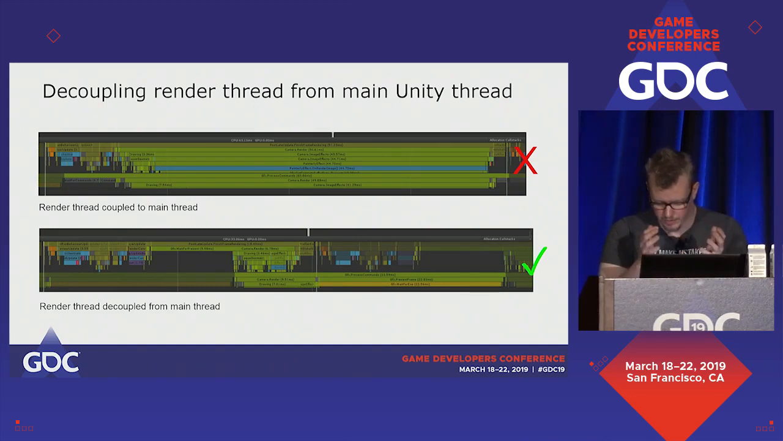For example, if you use any of the methods in the Graphics class, you're likely going to cause this coupling. And the solution to that is actually to use command buffers, which is not really explained in the documentation either. It's presented as a way to extend the graphics pipeline, which is true, but if you use them, you're also making sure that all the commands are executed on the render thread.